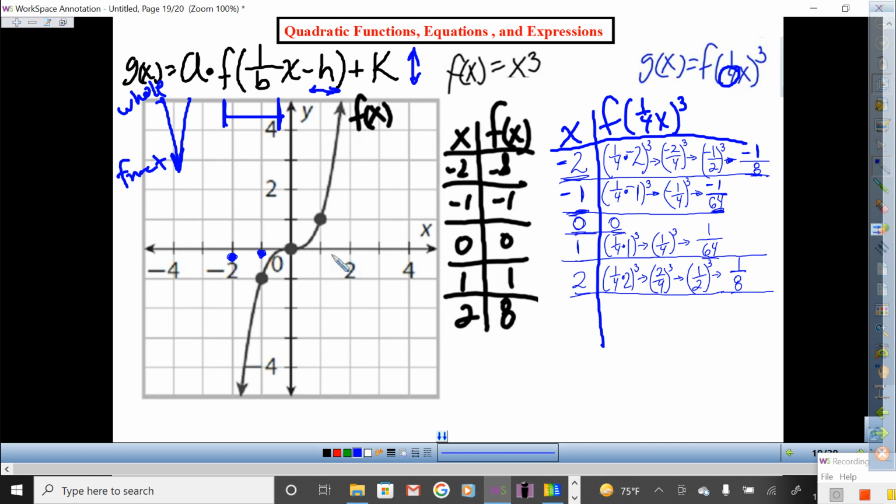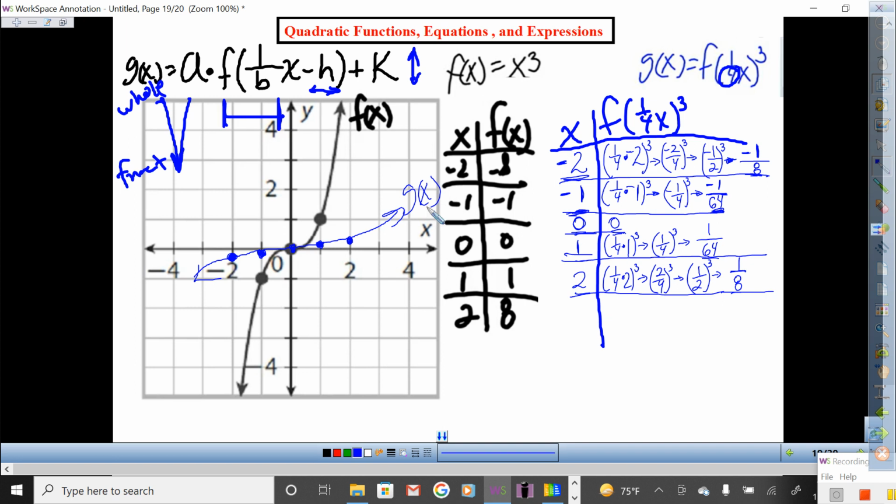Next one is 0, 0. And notice the vertex did not move. It's still on 0, 0 because we didn't have h and k. And then 1, 1/64th, almost on the x-axis, and 2, 1/8. So curve it a little bit so you can see that it's a cubic, and this is my g of x. Did it do what we predicted? Did it stretch horizontally? Yeah, imagine me grabbing it from the top and bottom and stretching it like that. There it is.